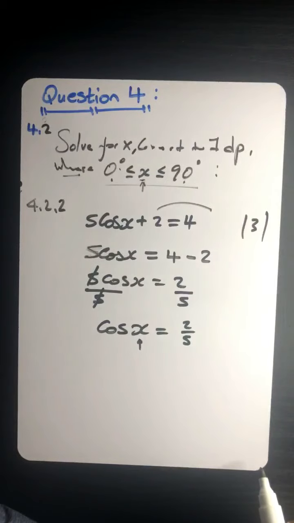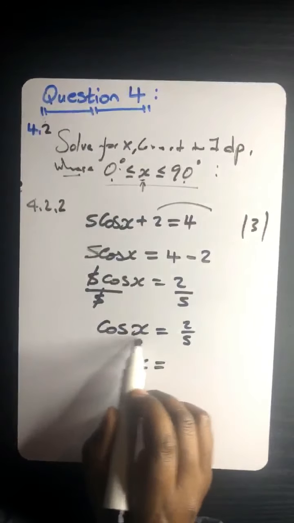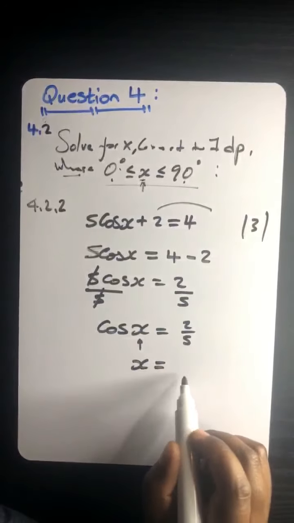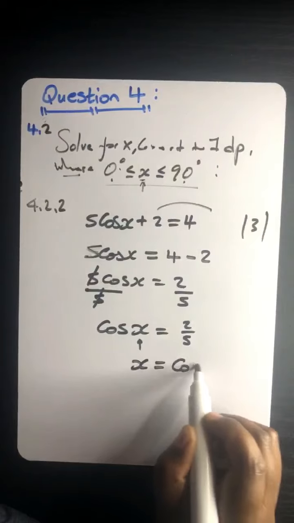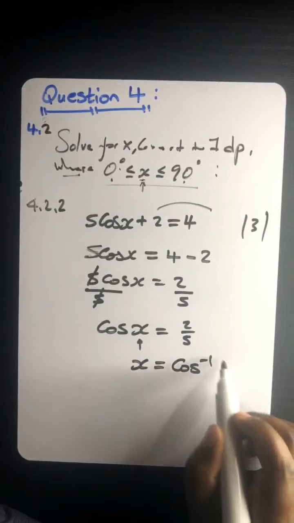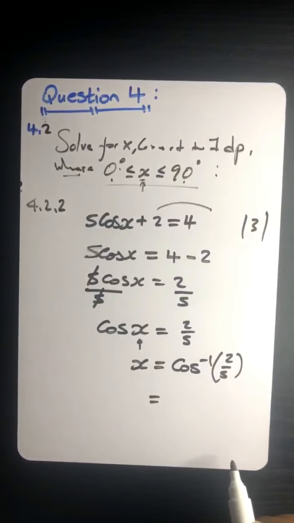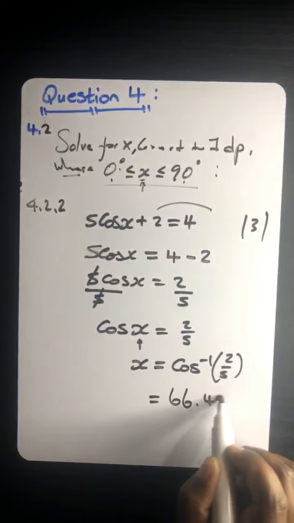Tabiso, how do we get x? We must transpose the cos. Then what am I writing? Cos to the power negative 1, open brackets 2/5. Then what is the answer? It's 66.421.